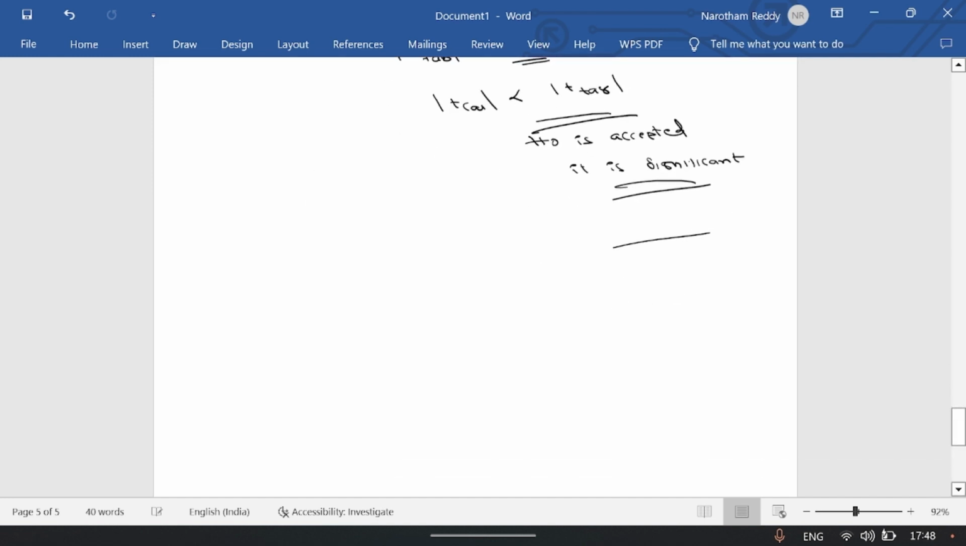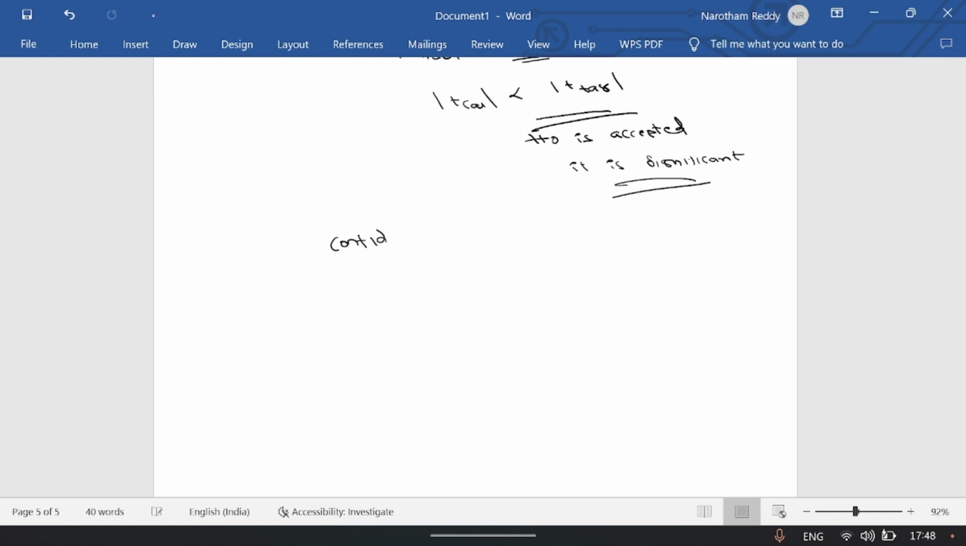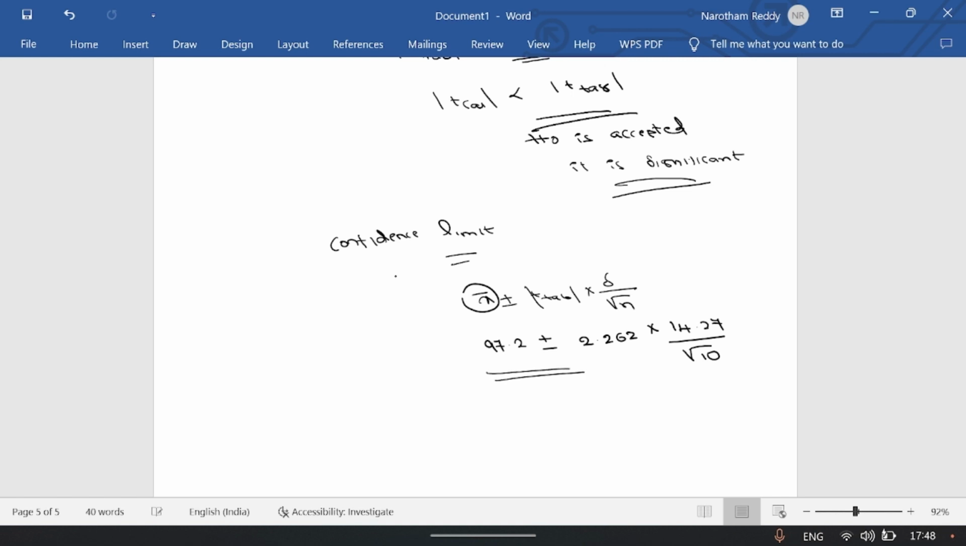Now, we have to find the confidence limits, where confidence limits equal x bar plus or minus T tab value into standard deviation by root 10. X bar as 97.2 plus or minus T tab value as 2.262, standard deviation 14.27 by root 10, which gives 86.993 comma 107.40. Those are the confidence limits.